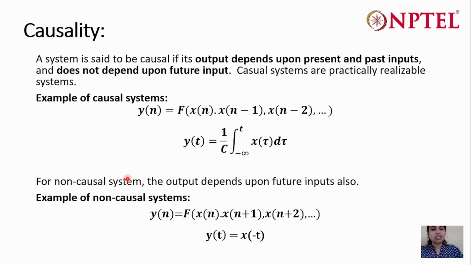When a system is called non-causal, it means the output depends upon future inputs. For example, if y of n depends upon x of n plus 1, n plus 2, that is, upon future inputs, then this system is a non-causal system. In the same way, another example is y of t is equal to x of minus t. Again this system is a non-causal system.